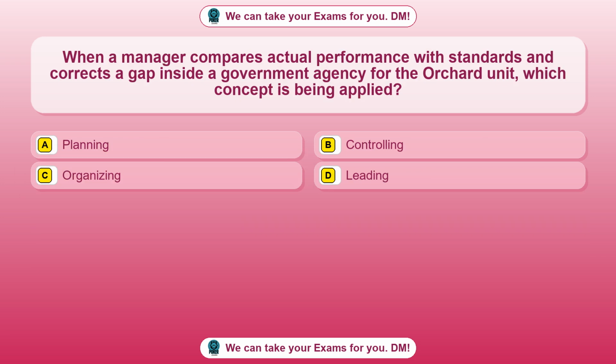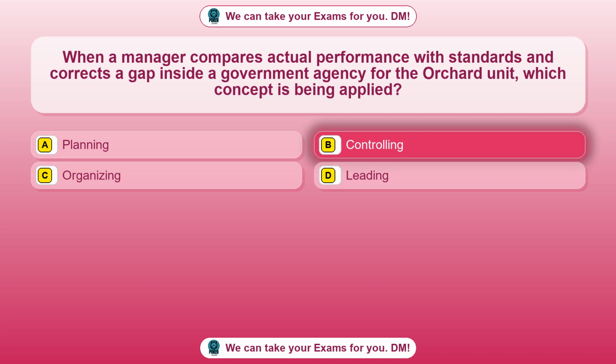Question 15. When a manager compares actual performance with standards and corrects a gap inside a government agency for the Orchard unit, which concept is being applied? Option A. Planning. Option B. Controlling. Option C. Organizing. Option D. Leading. The correct answer is option B.